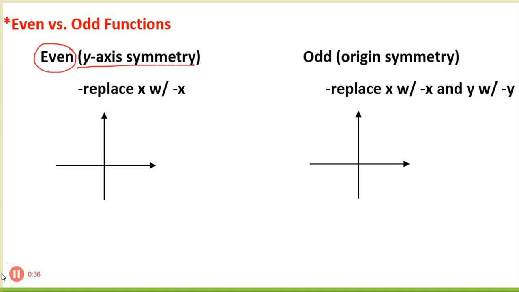The definition of an even function is if you replace x with negative x, and after you simplify, the output is equal to f of positive x, in other words, it's back to the original, then that function is even. The most basic example of an even function is a parabola.